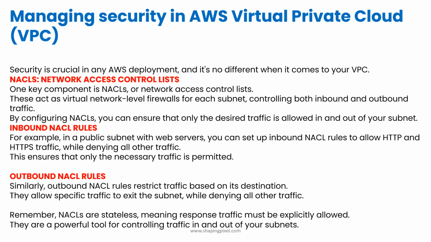For example, in a public subnet with web servers, you can set up inbound NACL rules to allow HTTP and HTTPS traffic while denying all other traffic. This ensures that only the necessary traffic is permitted. Similarly, outbound NACL rules restrict traffic based on its destination. They allow specific traffic to exit the subnet while denying all other traffic. So remember, NACLs are stateless, meaning response traffic must be explicitly allowed. They are a powerful tool for controlling traffic in and out of your subnets.